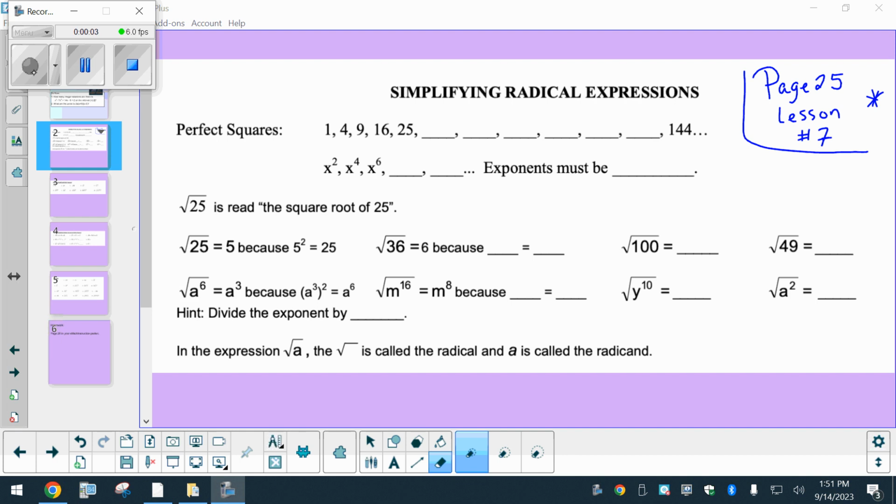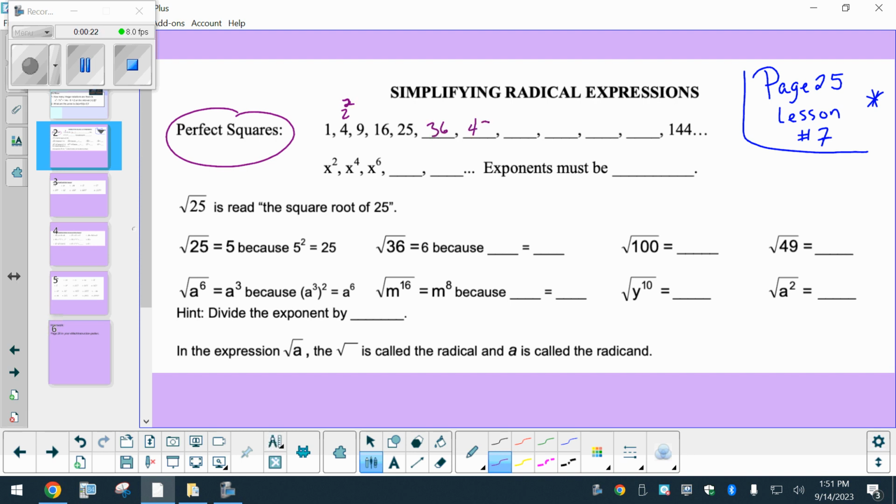Hello, today we are simplifying radical expressions. So to warm up, we want to practice our perfect squares. So we have 1, 4, which, right, that's 2 squared. 3 squared, 4 squared, 5 squared, 36, 49, then 8 times 8, 64, 81, 100, 121, and then 144.